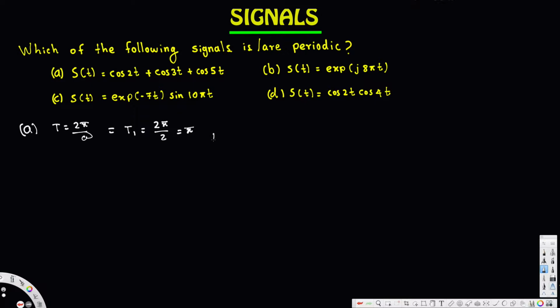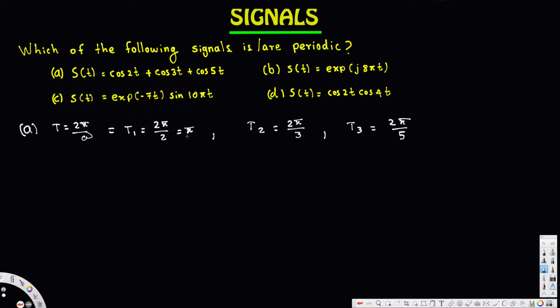Now let's check T2. T2 is going to be 2π divided by omega, that's 3, so 2π over 3. And if we check T3, that's 2π divided by omega, which is 5, so 2π over 5. So this is our T1, T2 and T3.